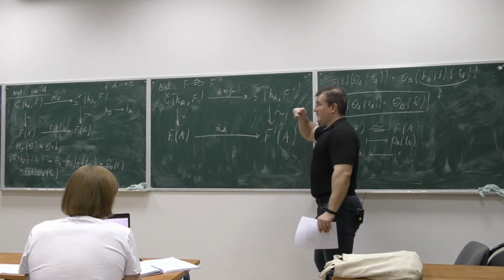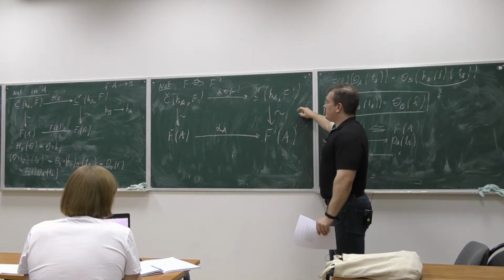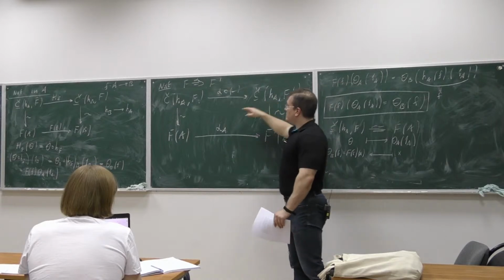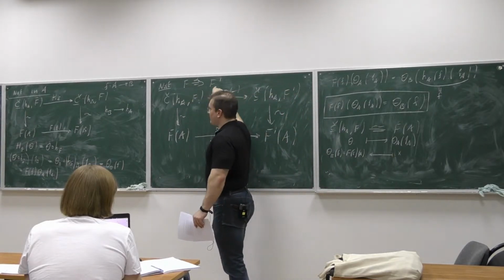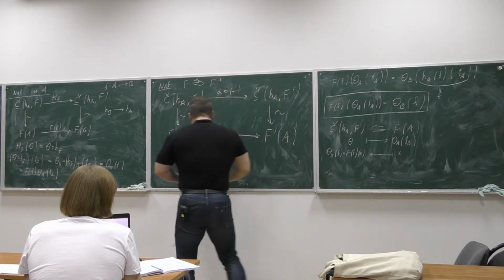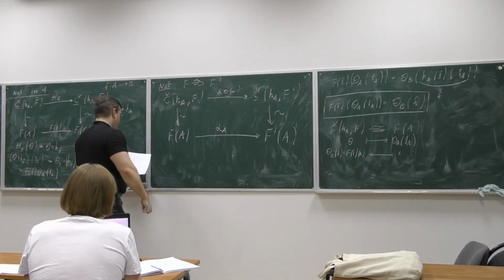Right? So if I can check that this diagram is commutative, this will be exactly the condition that this thing is natural in the argument, which is a functor. But I think this is even easier than what we've done before.